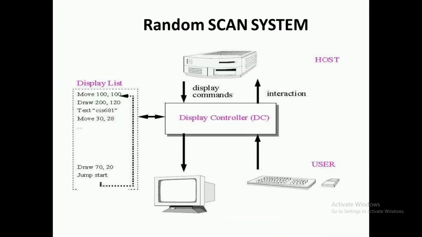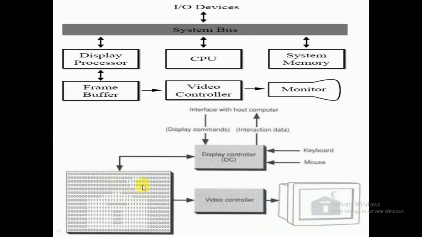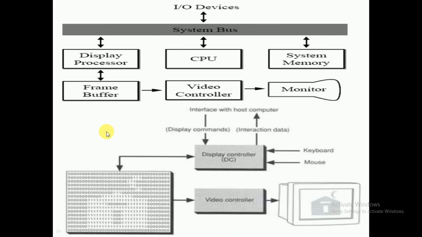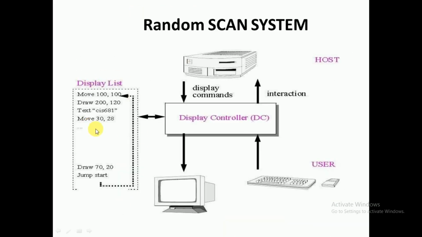In the random scan system, the display controller, DC, has its input here, and in memory the program will be there directly. But previously the output was here, and the video controller took this output and displayed it. In this case, everything will be done by your display processor or display controller. It takes input from the display list. This is called the display list. Normally we call it a frame buffer or refresh buffer, but in this case we call it a display buffer.